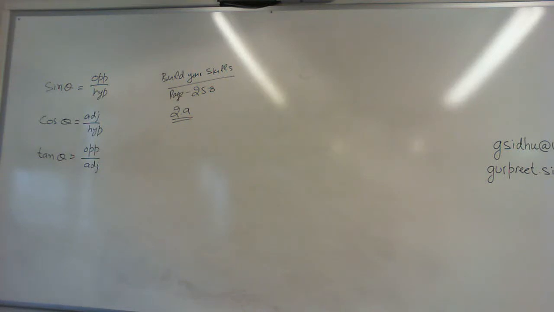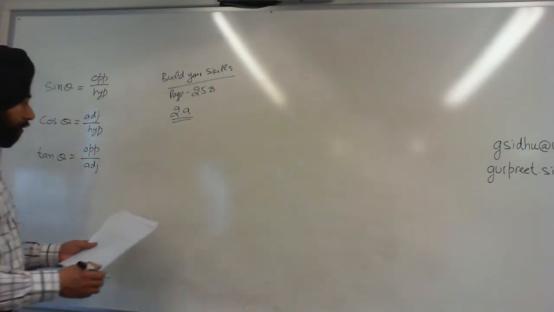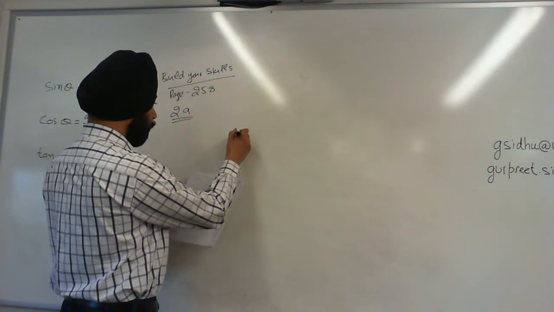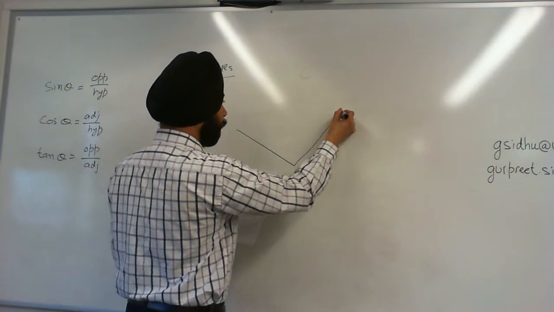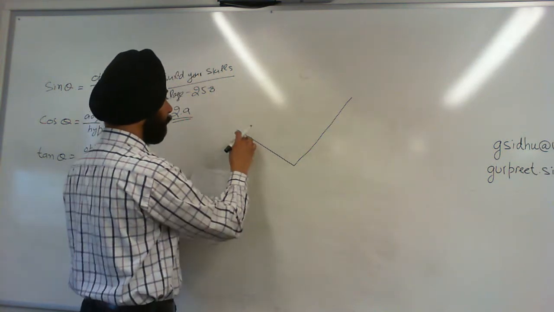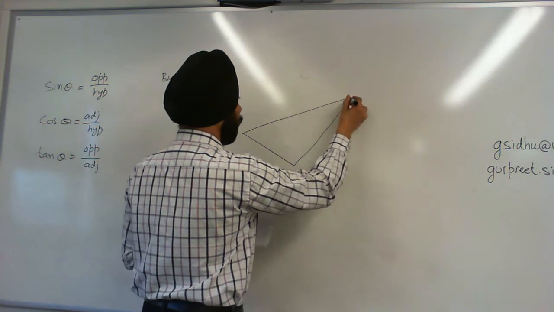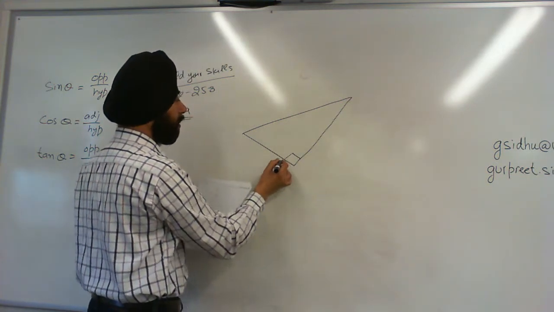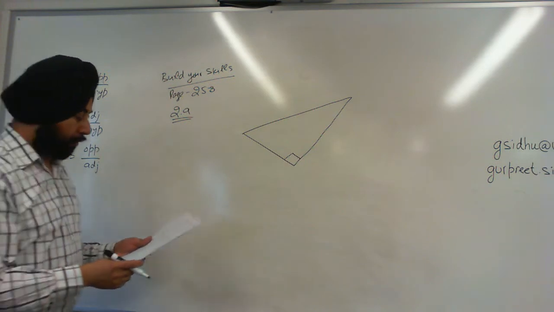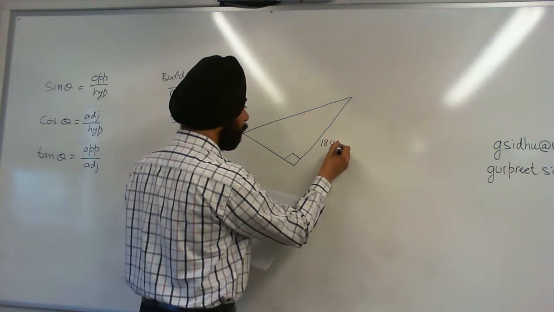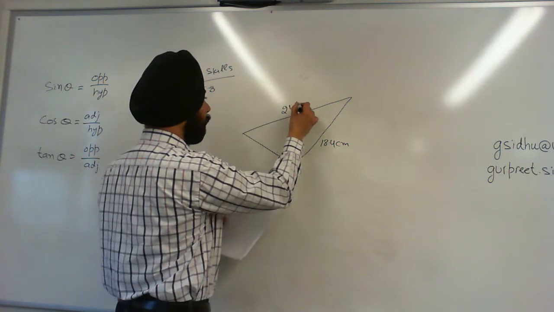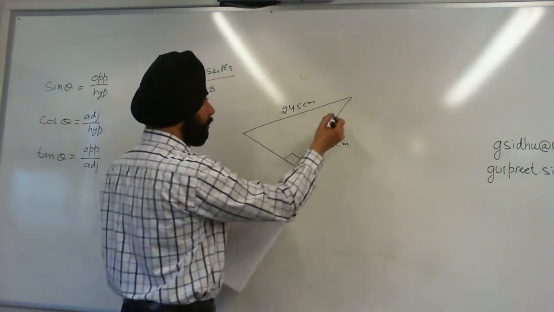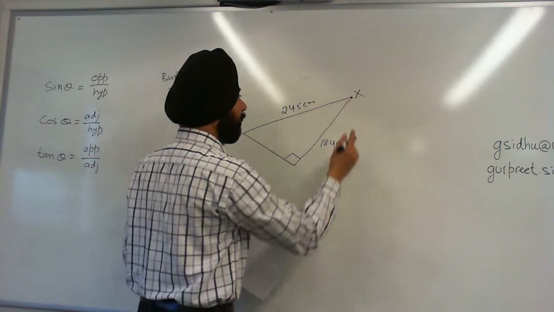Okay, so let's do 2A first on page 258, build your skills problems. The question is, you have a triangle given. This angle is the right angle, the 90-degree angle. This side is 18.4 centimeter. This is 24.5 centimeter. And this is X, the corner. It's written as capital X.